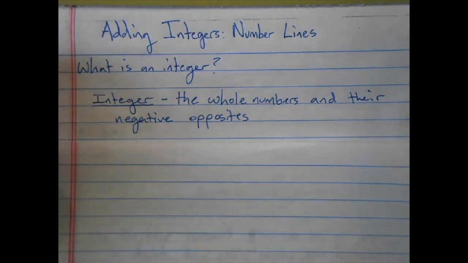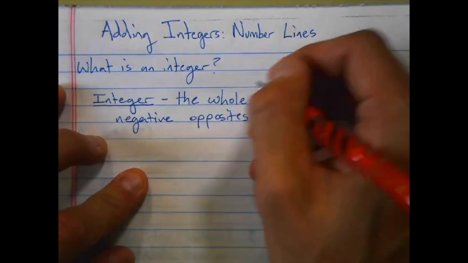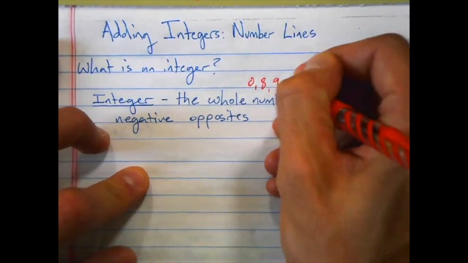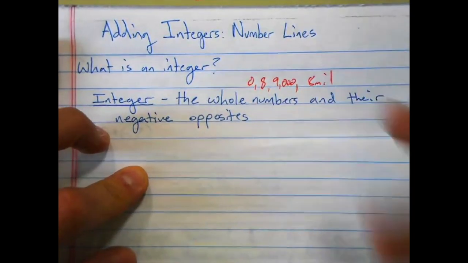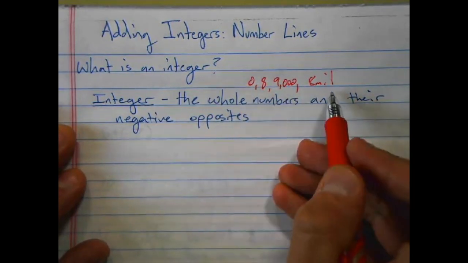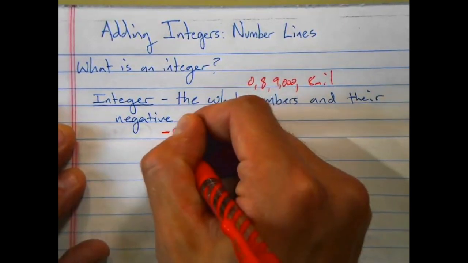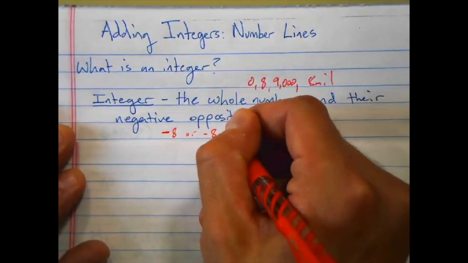Let's add a little more to this definition so that it's clear what we mean. All of the whole numbers are the numbers like 0, 8, 9,000, even 8 million. And their negative opposites are all of the numbers in the whole number set, but with a negative sign. So for example, negative 8, or negative 8 million.